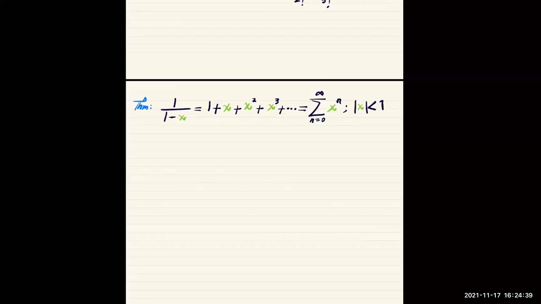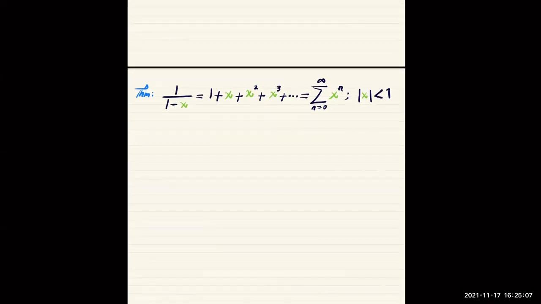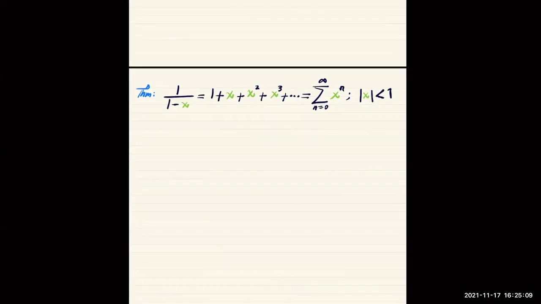Absolute value of x less than 1, x being between -1 and 1, is basically the interval of convergence, meaning that this power series is valid as long as x, which is the common ratio, is between -1 and 1. For any other x, there is no way you're going to get 1 over 1 minus x equal to that series. Okay, it's just gonna make no sense when x is more than 1 or less than -1.